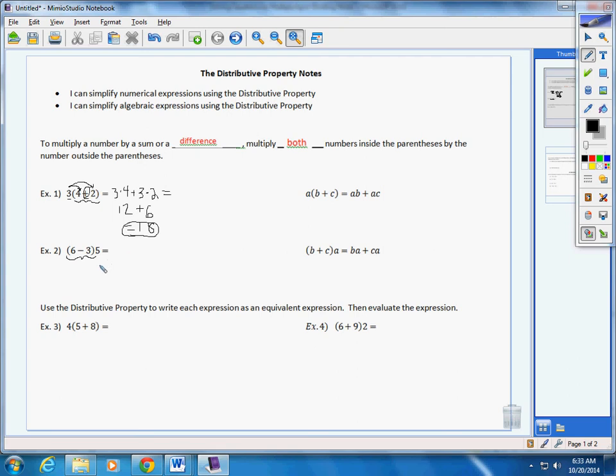Okay, if you notice just below it, if we were to rewrite this and solve it or evaluate it, it's really not done in any different way than example 1. Because here we have a difference multiplied by a number. Just like our definition says, to multiply a number by a sum or difference, multiply both numbers on the inside by the number on the outside. So here, to rewrite it, we'd have 6 times 5. Here's the only difference. See how there's a subtraction sign inside? Well, you're going to bring that subtraction sign over. Minus 3 times 5.